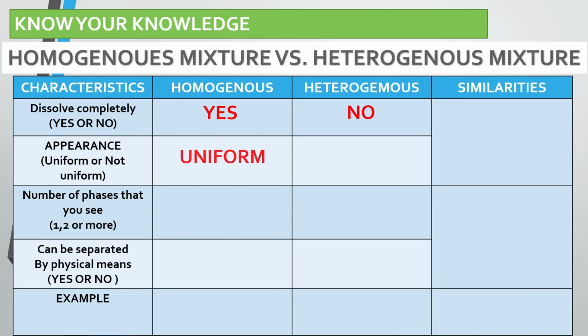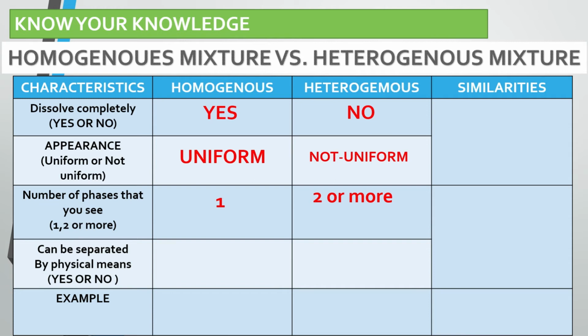Okay, in terms of appearance, homogeneous mixture is uniform in appearance and heterogeneous mixture is not uniform. Okay, because we can able to determine the substances within that mixture. Then in terms of homogeneous mixture, ang nakikita na lang natin is one phase of matter, samantalang ang heterogeneous mixture is two or more phases of matter, okay, that we can able to distinguish within a certain mixture.